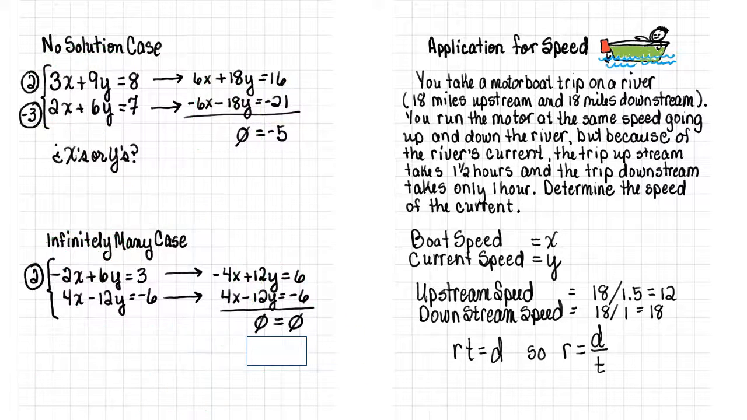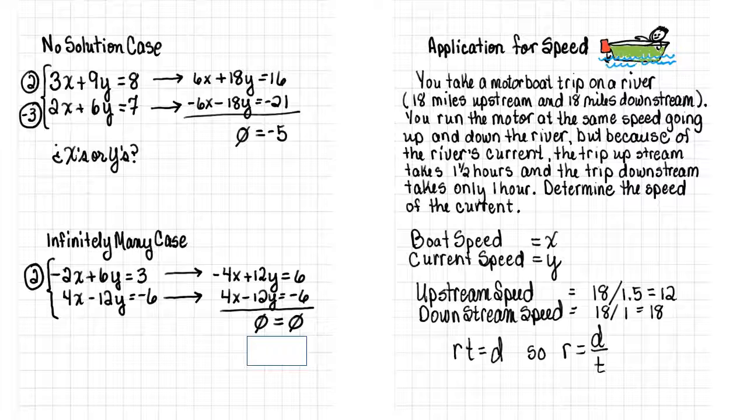Okay, I'm going to erase those, and I'm going to give you an application of how we can use this xy thing, another kind of mixture type of problem. This one's an application for speed, the motorboats and the planes, trains, and automobiles. You're taking a motorboat trip on a river, 18 miles upstream, 18 miles downstream. You're running the motor at the same speed going up or down the river. But because the river has a current, the trip upstream is going to take a different time than coming back with the current.